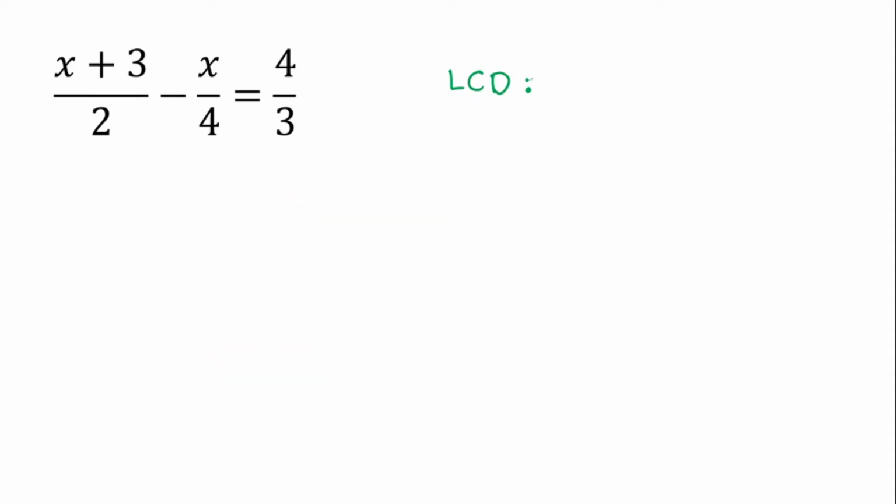Okay, next tayo. Alright. So, what is the LCD of this equation? Their LCD is 12. Okay? Alright? So, therefore, let us, alright, so for this equation, x plus 3 over 2 minus x over 4 equals 4 over 3. We will multiply the equation by their LCD, which is, what is the LCD of 2, 4, and 3? That is 12.